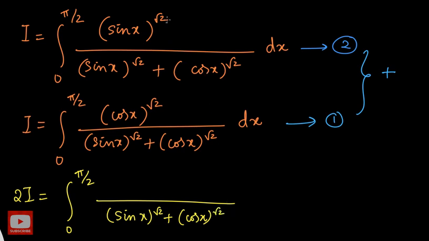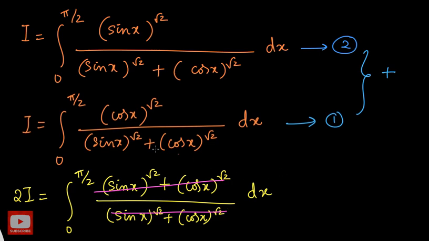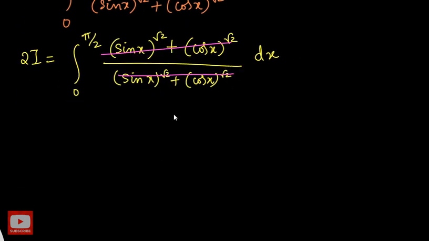It's like adding fractions. Add the numerators. The numerator in the first integral is sine x to the power root 2, plus in the second one it is cos x to the power root 2. So what do you see here? Same numerator and denominator. That means we can just cancel them out, and this entire complex integral just reduces to 1, right?